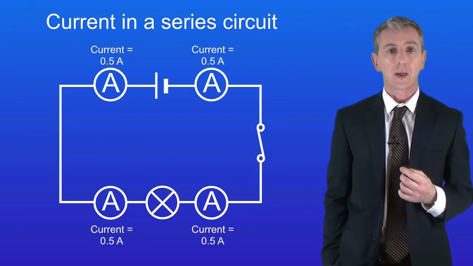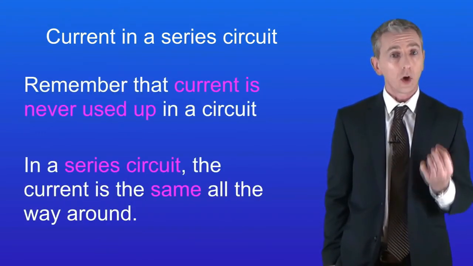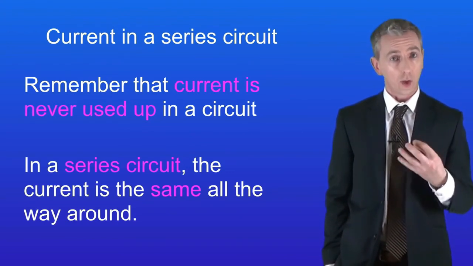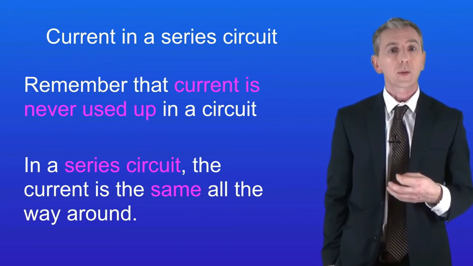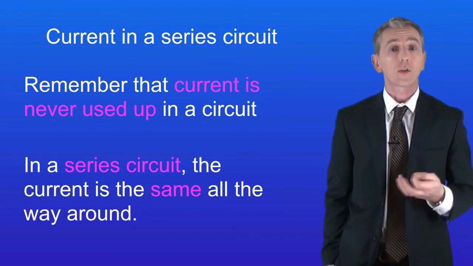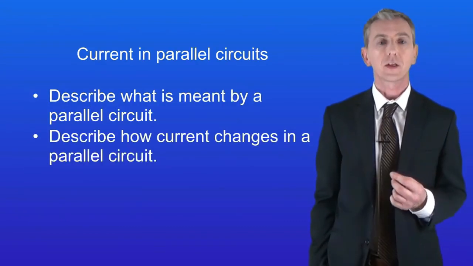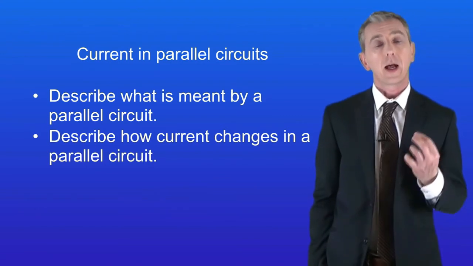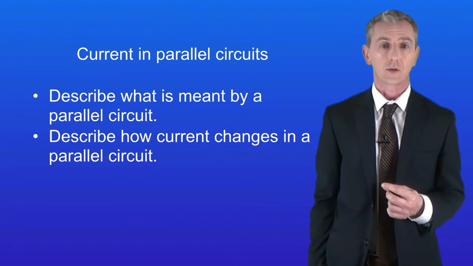Again, it's 0.5 amperes. So from this, you should get the idea that current is not used up in a circuit. And in a series circuit with no branches, the current is the same all the way around. And that's because all the electrons have to go the same way, as there are no branches for them to take. By the end of this video, you should be able to describe what is meant by a parallel circuit. And then you should be able to describe how current changes in a parallel circuit.